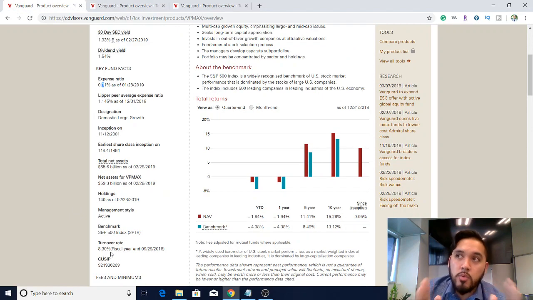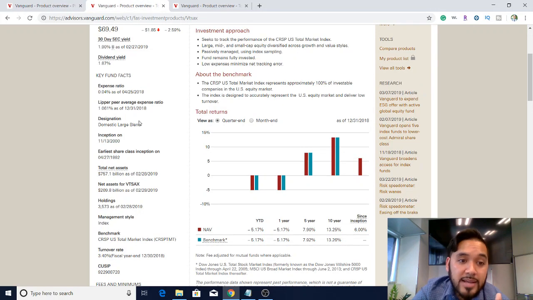So how do you know it's active versus passive? Active: higher turnover rate, higher expense ratio. Passive: lower expense ratio, lower turnover rate.